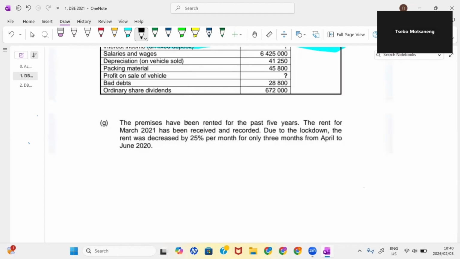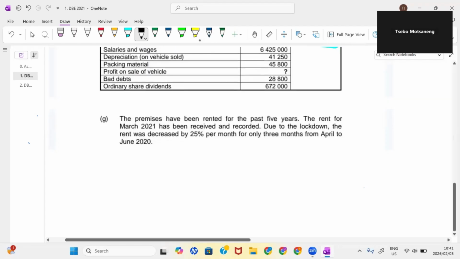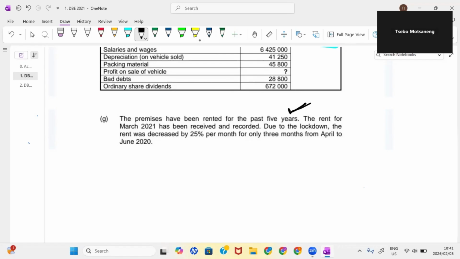So they say the premises have been rented for the past 5 years. The rent for March 2021 has been received and recorded. Due to lockdown, the rent was decreased by 25% per month for only 3 months from April to June 2020. So this is a different type of question. So let's just unpack it. What's happening here? They say the premises have been rented for the past 5 years. No problem. That makes sense. We understand that.